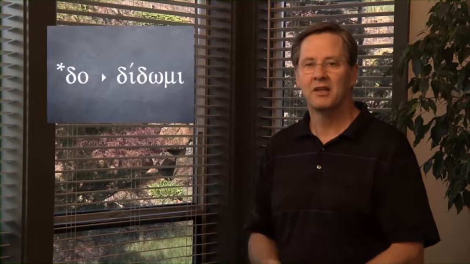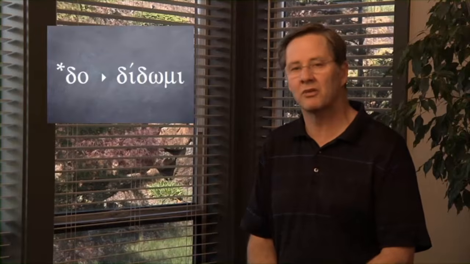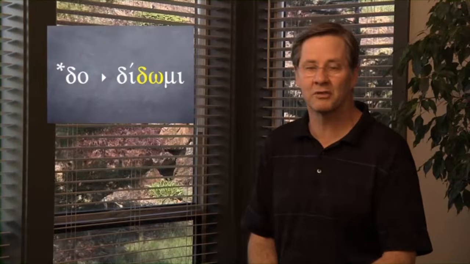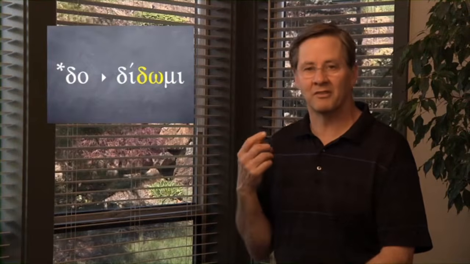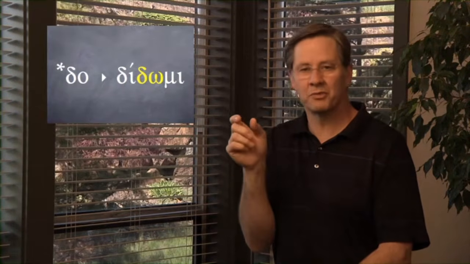That's oblong. So omicron, if it were going to change, it would change to an omega. So where's the root in didomi? Well, it's do, isn't it? The delta omega. The final vowel of the root is lengthened. Why? I'll tell you in a second, but it's not overly important. There's the root. Okay. So if do is the root, what else can you tell me?